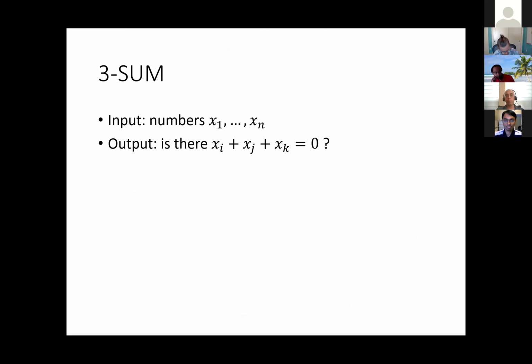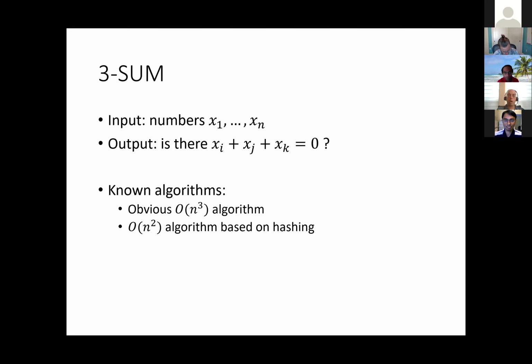You're given n numbers, that's your input, and you want to find if 3 of them sum to 0. So how can you solve it? There's the super naive algorithm that takes cubic time, just trying out all possible triples. But if you think about it for 5 minutes, you can solve it in quadratic time using hashing. And that's the best that we know, basically.